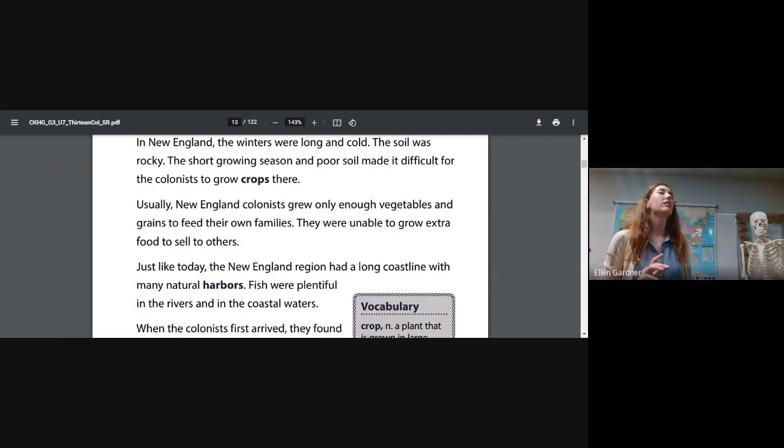So this is different than the Wilders. You know how the Wilders sell their, we've seen them sell butter so far, and what else? Lots of crops, I think, as well, or we're getting to some of that very soon. So they sell things to other people. It's not just about providing for their own family. They build their wealth. So usually those New England colonists at the time, they only grew enough for themselves. They were unable to grow extra food to sell to others.